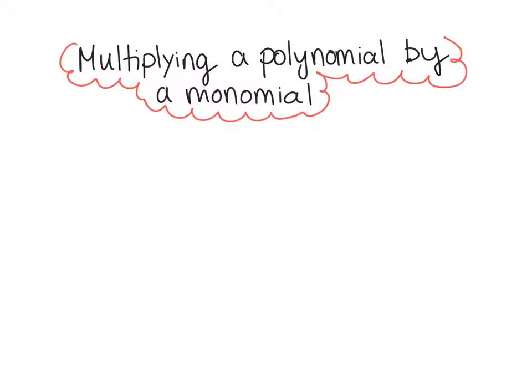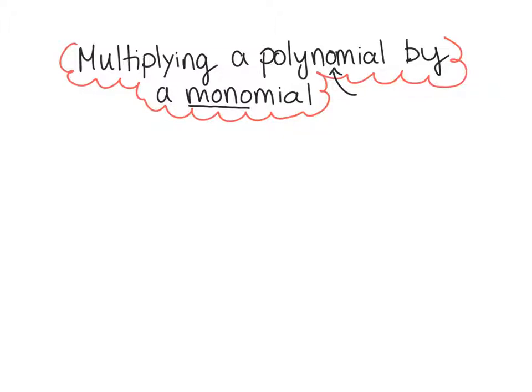Okay, in this video, you're going to learn how to multiply a polynomial by a monomial. So poly, meaning many, so many terms, and monomial, meaning one term. So we're going to multiply one term by many terms. And we kind of covered this a little bit in adding and subtracting polynomials. But this time, we're going to stick a number in front of that bracket that's not 1 or negative 1.